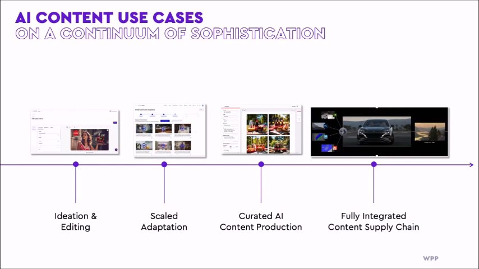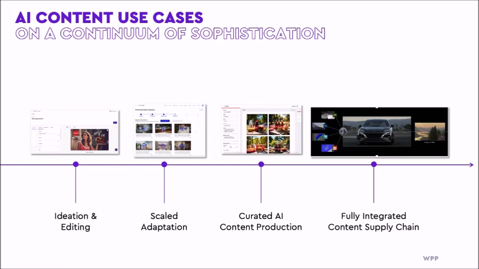The way we look at content in marketing and advertising is really that generative AI provides us with a huge number of different use cases, going from the very pragmatic and maybe less exciting ideation and editing, so creating new ideas, creating sample or concept images, to far more complex scaled adaptation solutions, curated AI content production, and then fully integrated content supply chain. And I'll explain each of these as we go through them, so you know what I mean.